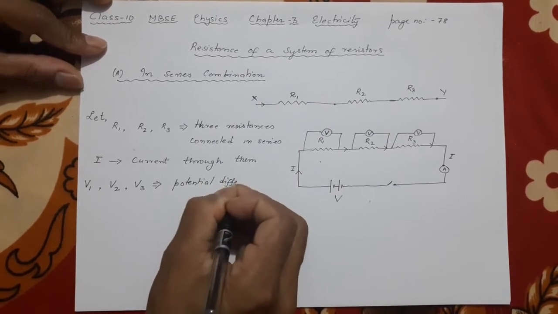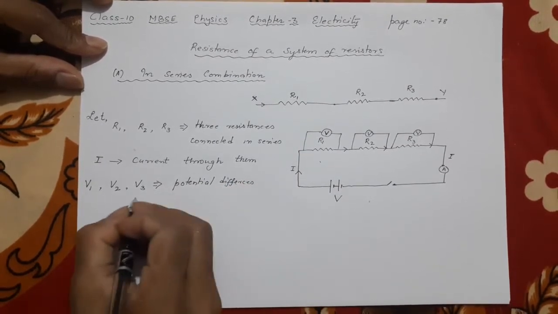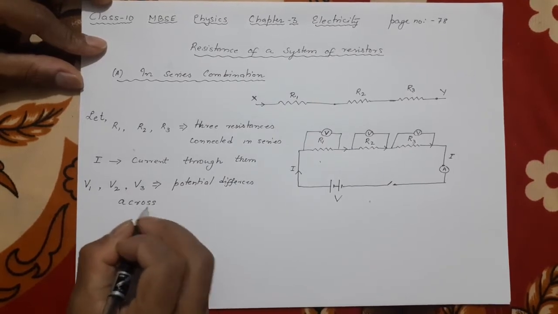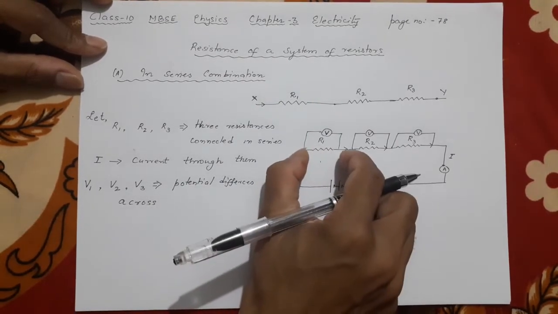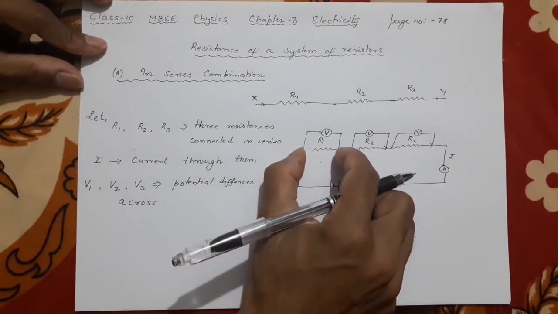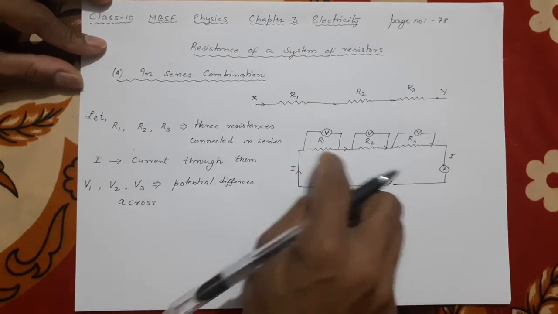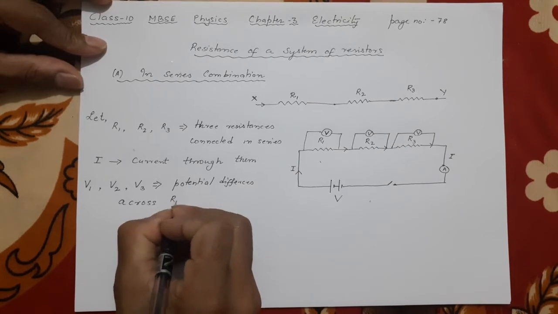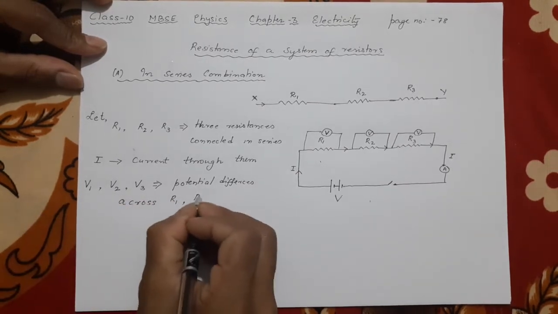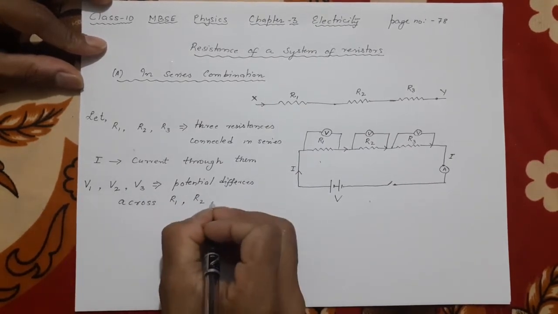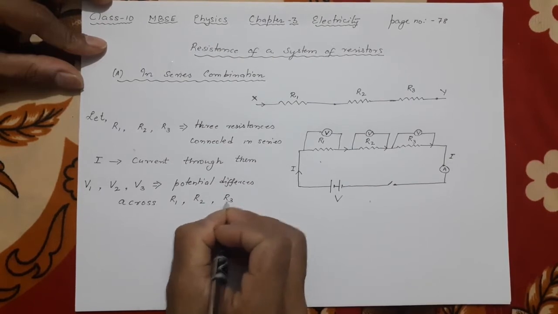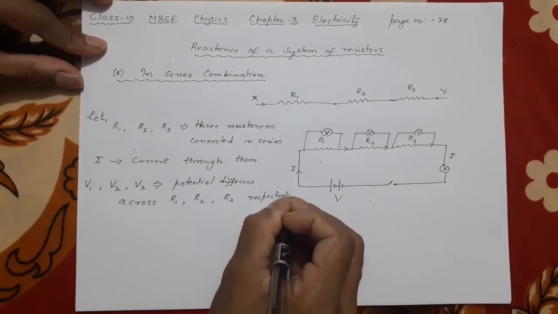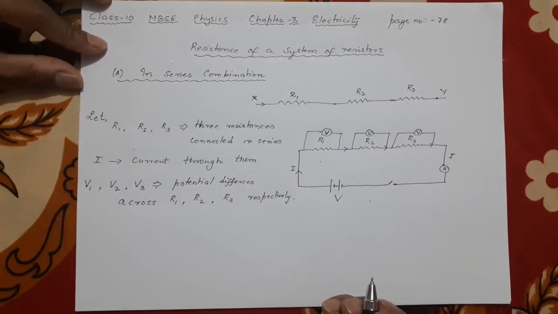Potential differences across. Remember the word again, across. Whenever you measure potential difference, two separate points are required, which is why we say across. Across means this side and this side. Across R1 is V1, across R2 is V2, and across R3 is V3, respectively. Fine. These are the things we have in the diagram.